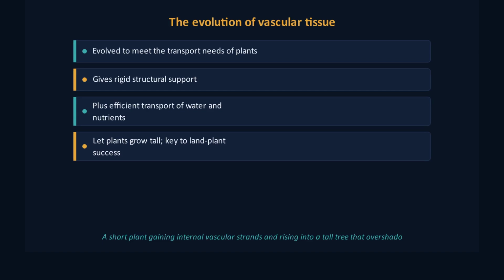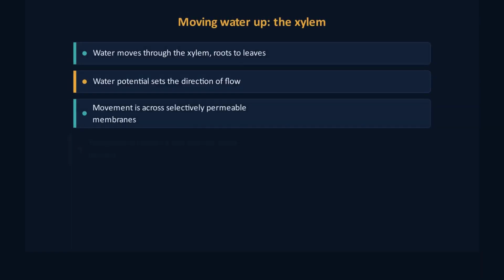First, it provides rigid structural support, holding the plant up. Second, it provides efficient transport of water and nutrients along the plant's length. Those two gifts together had an enormous consequence. With internal plumbing that doubles as scaffolding, plants could grow taller than ever before, and compete far more effectively across many different environments. This is exactly why the evolution of vascular tissue counts as a key factor in the success of land plants. Height and reach, the ability to tower over rivals and capture light, all trace back to this one innovation in tissue. Let us follow the water first.